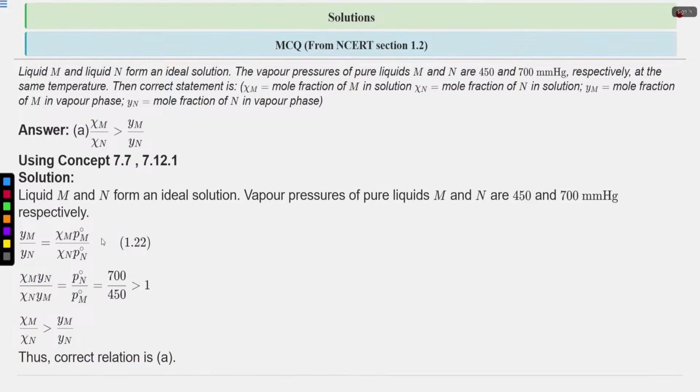And thus the correct relation is present in our option A, hence the correct answer is option A. Okay, moving on to the next one.